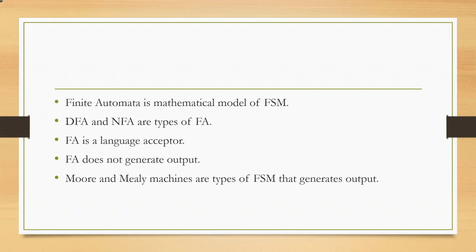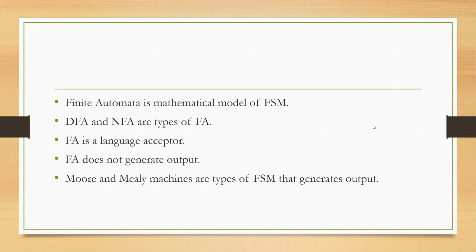But if you are on a final state, it means the string is accepted, but there is no output. Output will not get generated. So when the output is attached with the finite automata, then we get two types of machine. First is Moore machine, and second is Mealy machine.